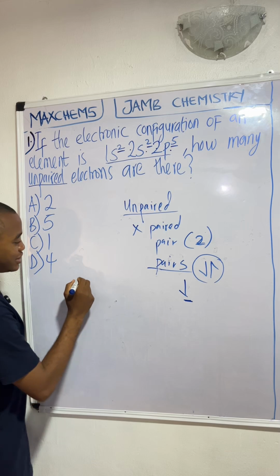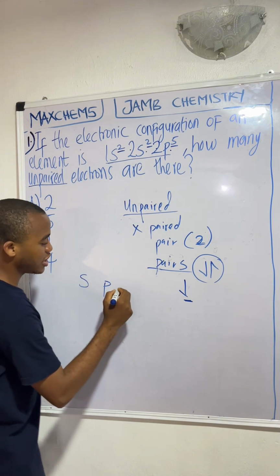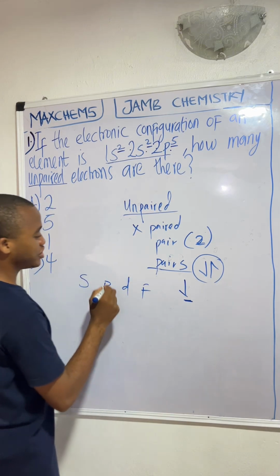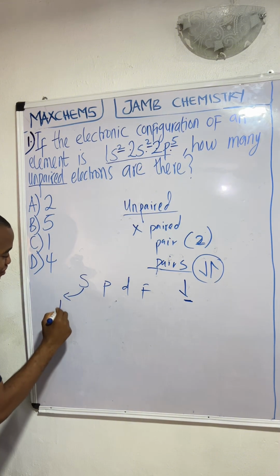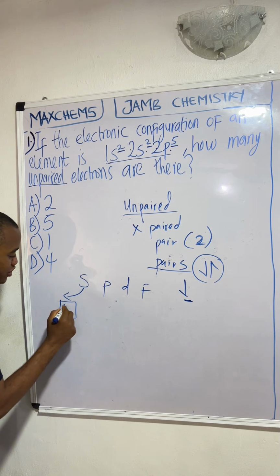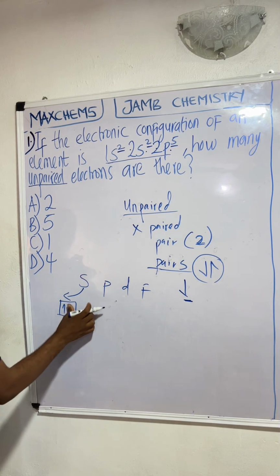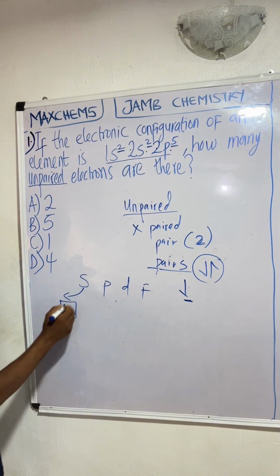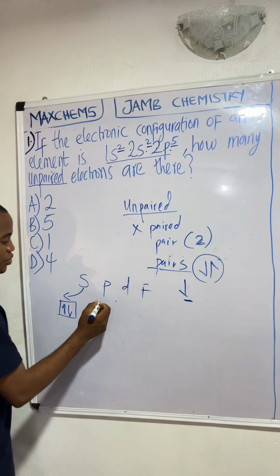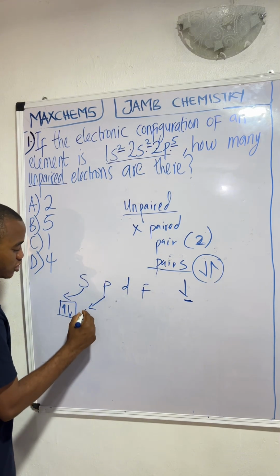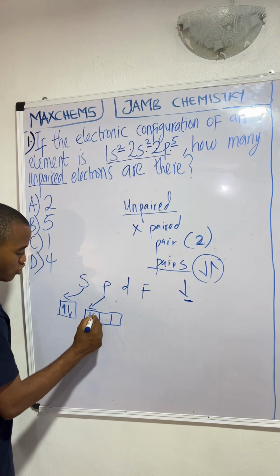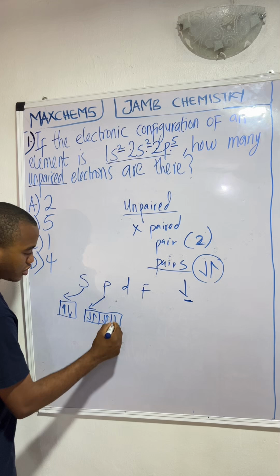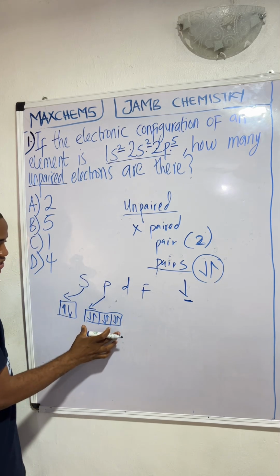I want you to know the orbitals, the SPDF orbitals: sharp, principal, diffuse, and fundamental. This s can only take two electrons, so you have something like this. P can only take 6 electrons, so you have something like this. Hope you are following me. I'm filling them in, you have something like this, right?